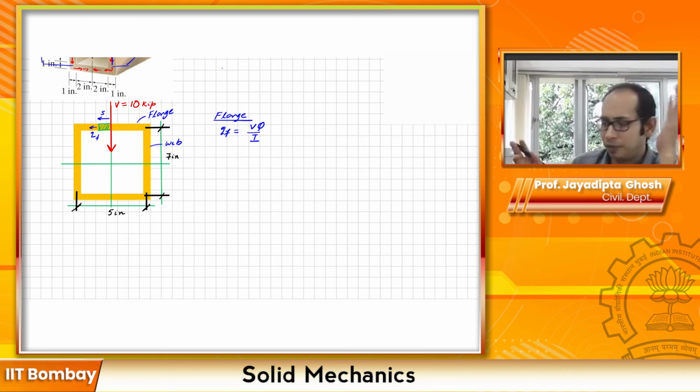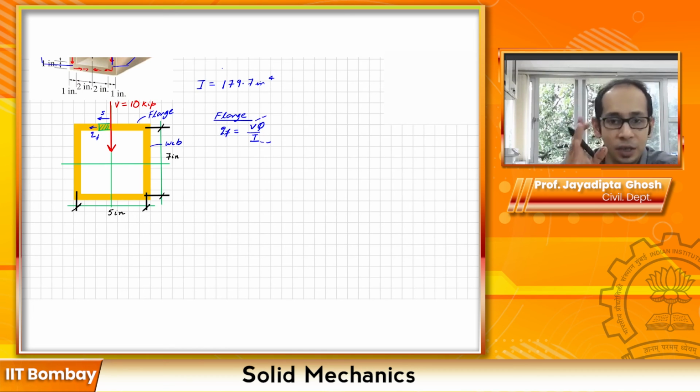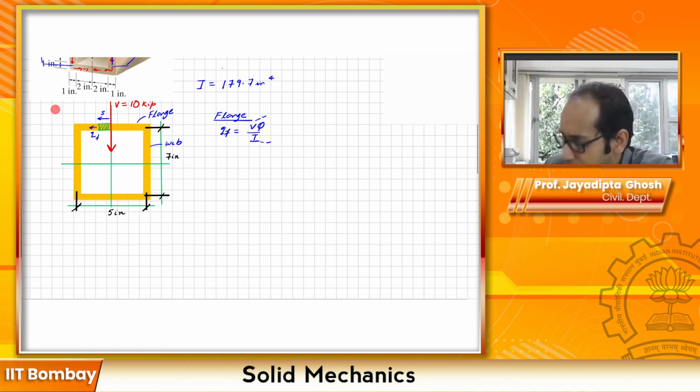Now the I for this section is given. I will tell you what the I is. The I for the section is given as 179.7 inch to the 4, right? So you're given VQ by I. You know the V is 10, and the I is known over here. Now what is the Q? Again, Q is for the section you have left behind, so we are going to have to calculate the Q for this area which is over here. So let's write the Q for that one.